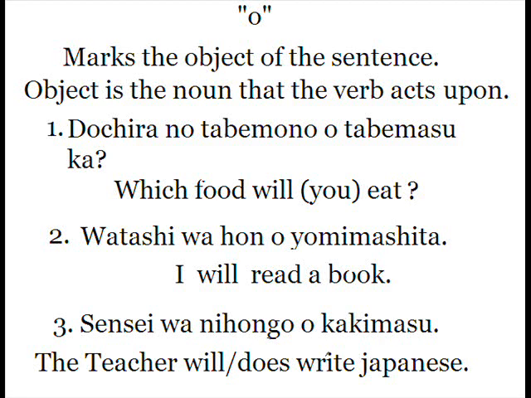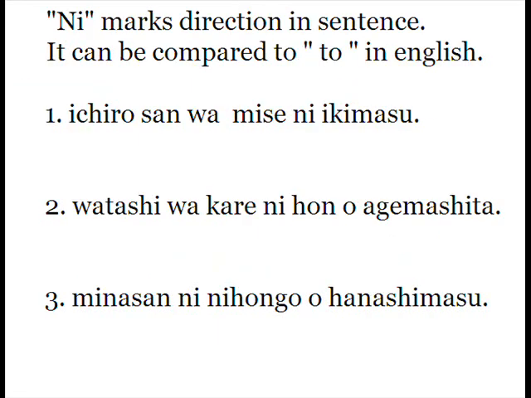Okay, well, let's head to the next particle, which is the particle ni. The particle ni indicates direction and also indicates the point of time that something takes place. So, it can kind of be thought of as the word to in English, such as I will go to the store. And it can also be thought of as the word to as in I will give a book to my brother. So, for example, I'm going to use a couple examples again.